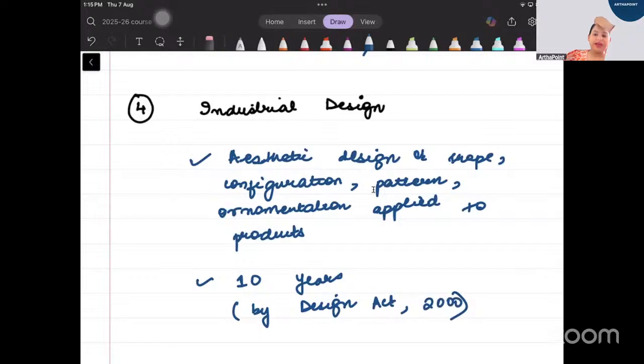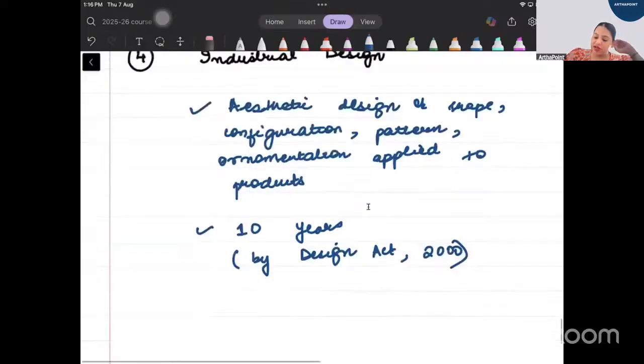right? Then, just to give you an example of industrial design, a particular design of jewelry, right? Let's say Kalyan Jewelers has made a particular jewelry, है ना, और उसके डिजाइन को अपने लिए सेफ गार्डेड रखना है. Or let's take the example of a particular shape of a Coca-Cola bottle, है ना. So these are industrial designs.